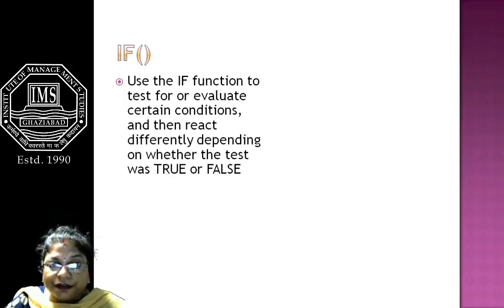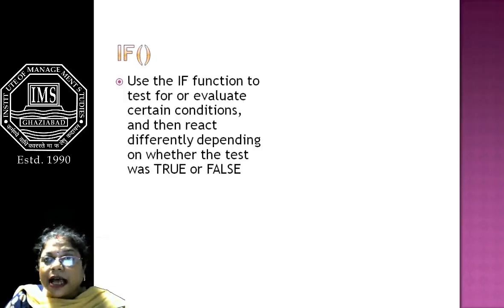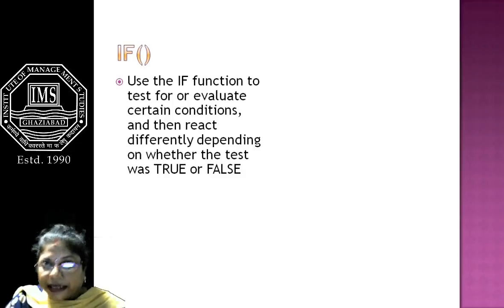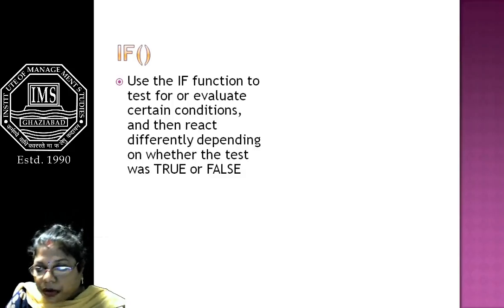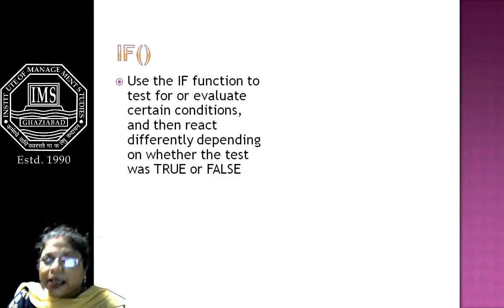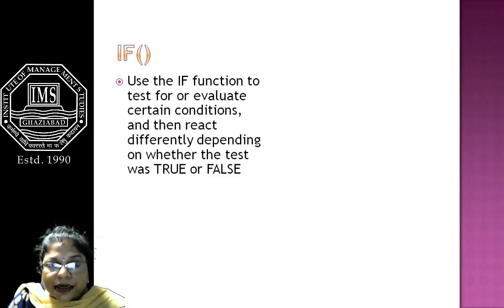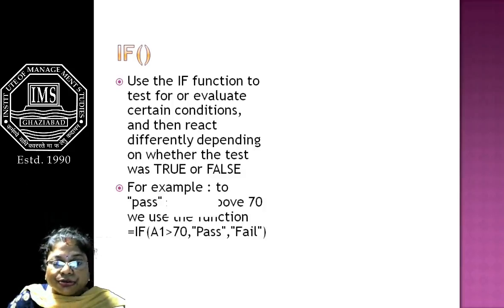The logical function IF is going to return a logical result as a true or false value. The range has been provided and a comparison or condition has been provided. If the condition is true, it is going to return the second argument. If the condition is false, then it is going to return the third argument. The IF function tests or evaluates a certain condition and then reacts differently depending on whether the condition is true or false.